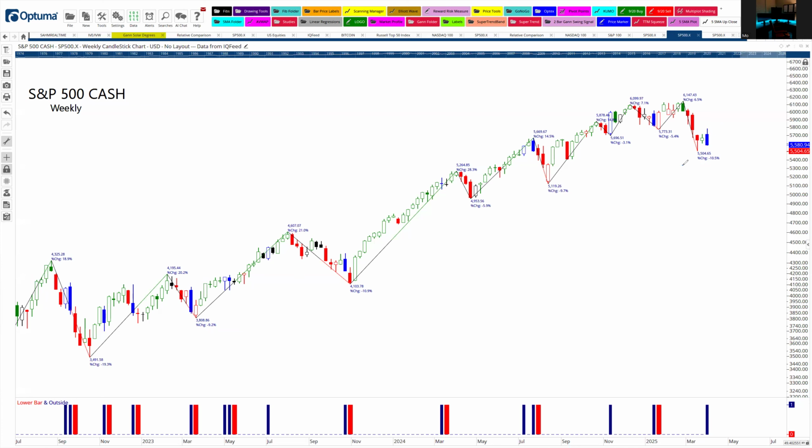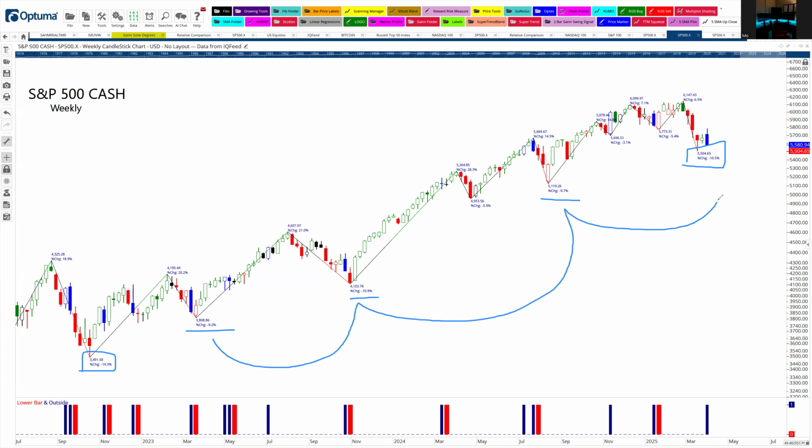We have an initial decline of 10.5. Okay. 9.7, 10.9, and 9.2. And this was a 19.3. This is the bear market low. Okay, so we have a lot of these swings right there.